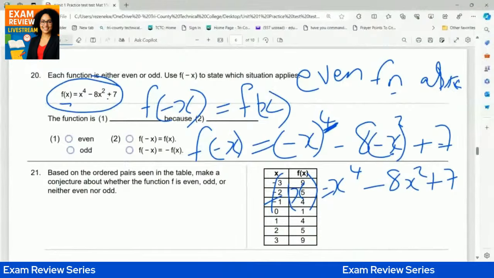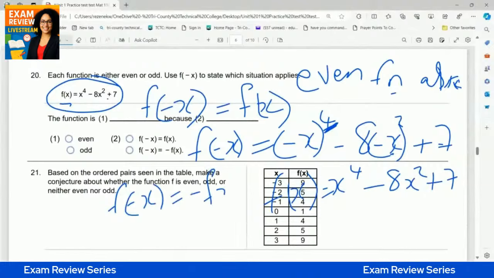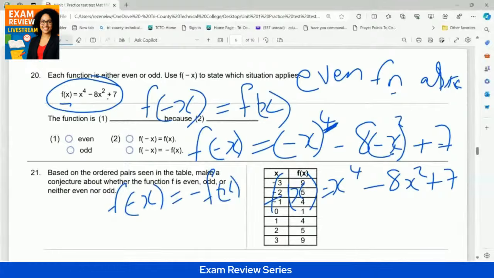Okay, let's see, do we see any odd function? And by the way, if a function is odd, every odd function, if you put in f of negative x in the function, it will give you a negative f of x. So this is an odd function. Every odd function has origin symmetry.